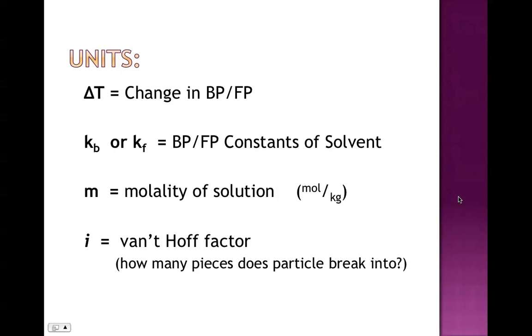Alright, so here are units, explanation of that. Delta T is our change in temperature of our boiling point or freezing point. Kb or Kf is our constants of our solvent. Lowercase m is our molality of solution, which remember is in moles per kilograms. And i is a factor that we are going to be able to do because of our last concept. And this is basically asking us how many pieces does this particle break up into.